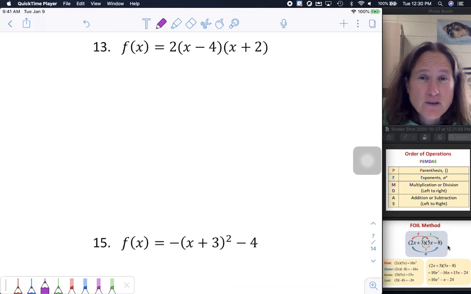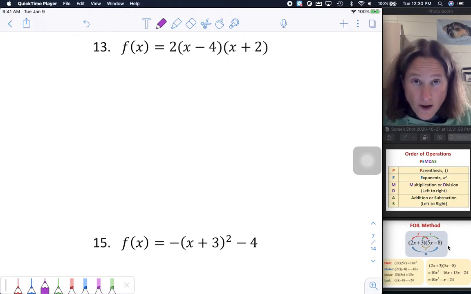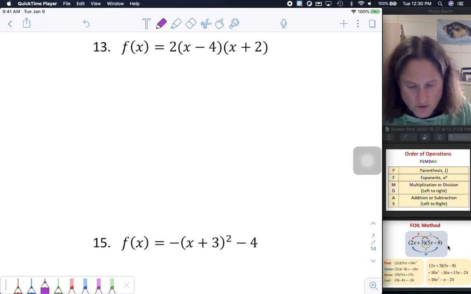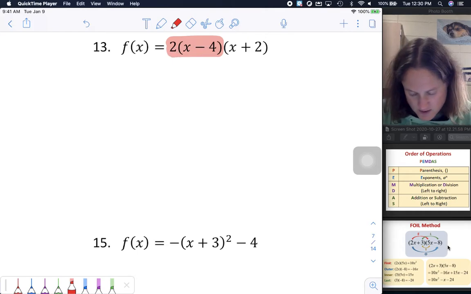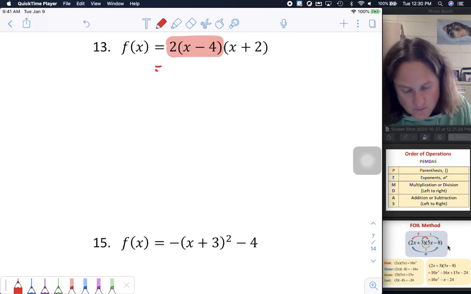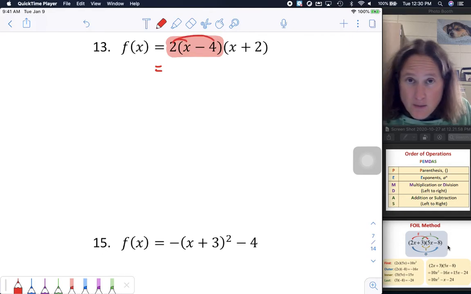Now here you'll notice that you have that extra 2 out in front. So order of operations tells us that you have to do one thing at a time. So what I do, and you can do it in a couple different orders here, is I start by multiplying the first 2 things on the left. So if I do that, this is the distributive property, remember? You end up getting 2x minus 8.